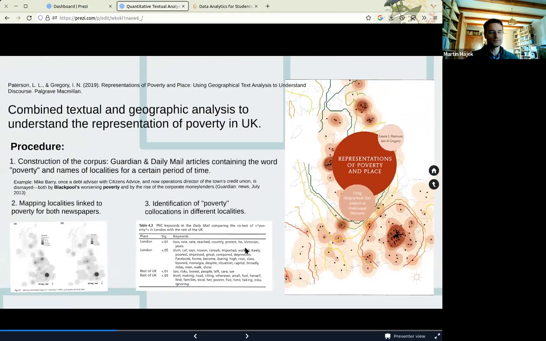Well, this was an interesting example of how to combine textual, non-dictionary, non-hypothesis, non-coded analysis with geographic analysis, and to have results about sociologically relevant phenomena.